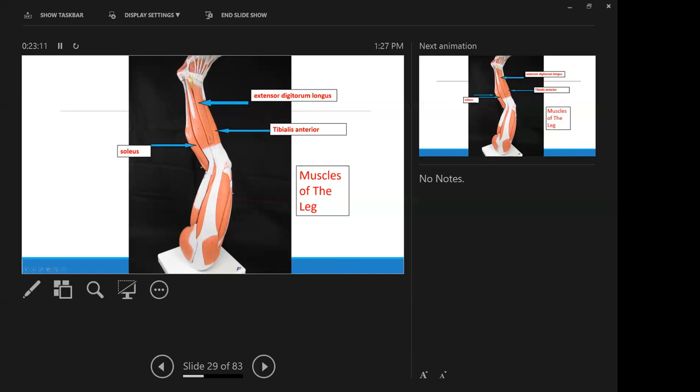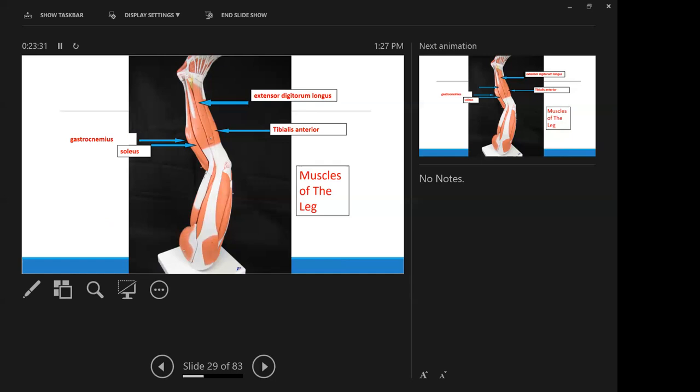There's a flat muscle underneath the calf muscle. It's called the soleus. It's directly underneath the gastrocnemius. This is the gastrocnemius right next to it, right in front of it. Right there, the gastrocnemius is what allows us to raise our heel.